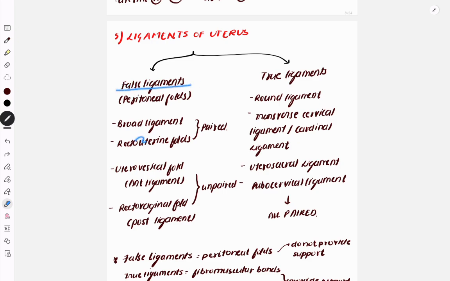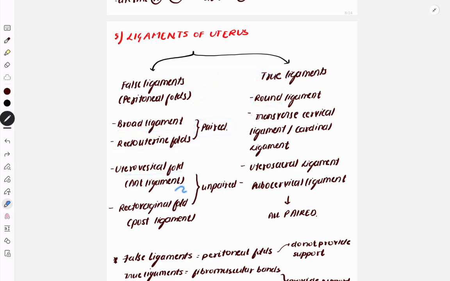The second one is false ligaments, in which also we have 4 ligaments. The first one is broad ligament. As I already said, the lateral part of the body of the uterus is related to something called broad ligament. So that is a broad ligament which is present on both of the sides. So therefore it will be paired. So we have a broad ligament, then we have a rectouterine fold located posteriorly. So these will be paired.